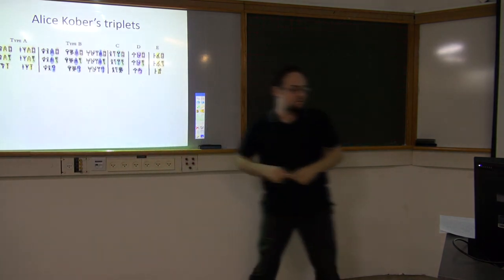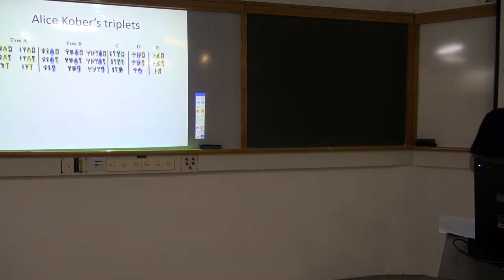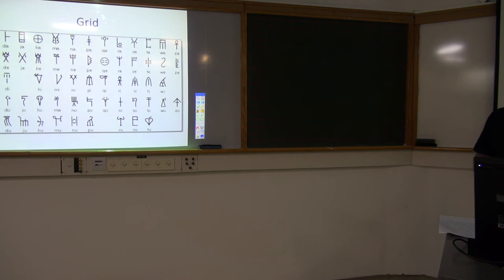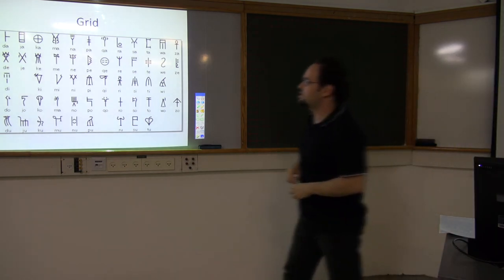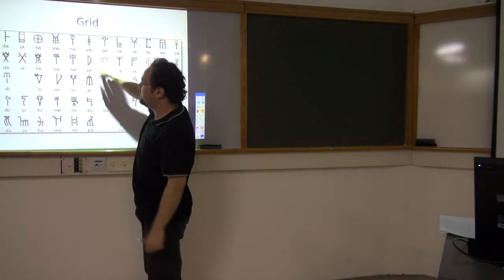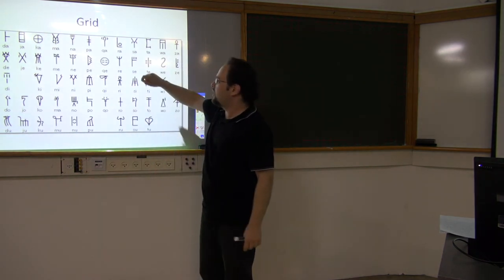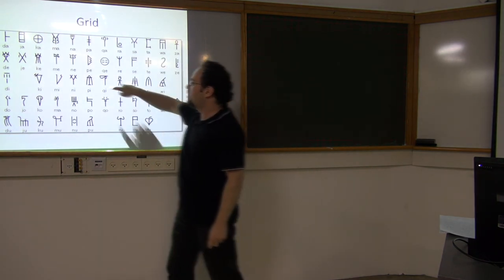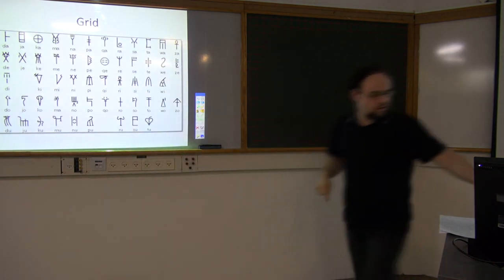So what you can do is arrange all the letters that you know into a grid. You can again ignore the English letters. You can have every two, like here.